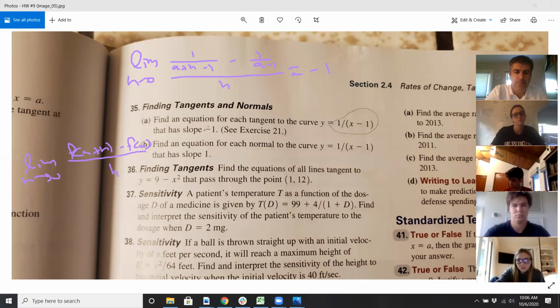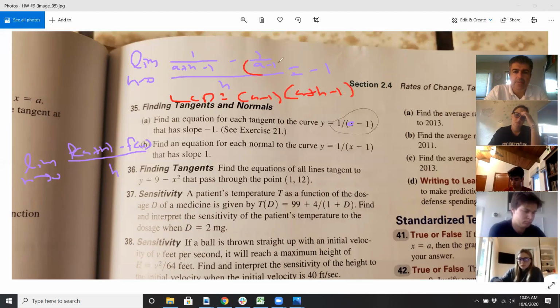Well, we need to solve for a, and so f of a is going to be 1 over a minus 1. F of a plus h is 1 over a plus h minus 1. And the whole thing has to equal -1. So this one's going to be kind of a doozy. You'll have to find the LCD first, which is not fun. So you're going to have to multiply this by a plus h minus 1 and multiply this by a minus 1.